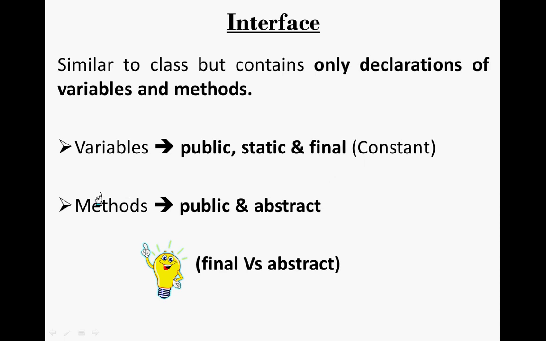Next, interface methods. Interface methods are public and abstract. Public indicates what? Accessibility of the method, which is accessible in the same class, subclass, and also inside the package. What about abstract? Abstract methods should be overridden. This abstract method is opposite of final method. In case of a final method, we can't do method overriding, but an abstract method should be overridden.